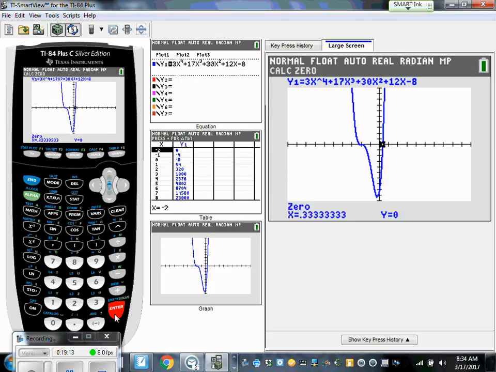Hit enter again past the guess thing. That's stupid. And it'll move your cursor right where you wanted it, and it will tell you where that value is. 0.3 repeating is 1/3. Yeah, if it says guess, just hit enter again. We don't want to guess.